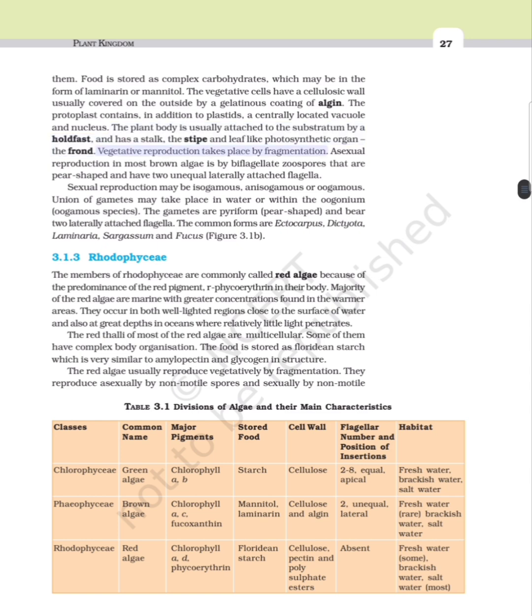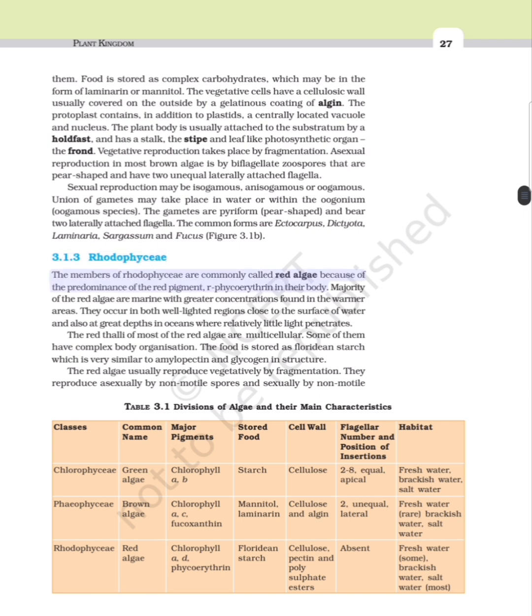Vegetative reproduction takes place by fragmentation. Asexual reproduction in most brown algae is by biflagellate zoospores that are pear-shaped and have two unequal laterally attached flagella. Sexual reproduction may be isogamous, anisogamous or oogamous. Union of gametes may take place in water or within the oogonium in oogamous species. The gametes are pyriform, pear-shaped, and bear two laterally attached flagella. The common forms are Ectocarpus, Dictyota, Laminaria, Sargassum and Fucus, Figure 3.1b.